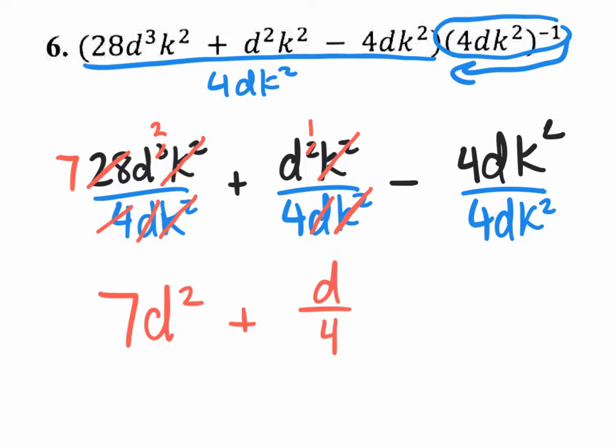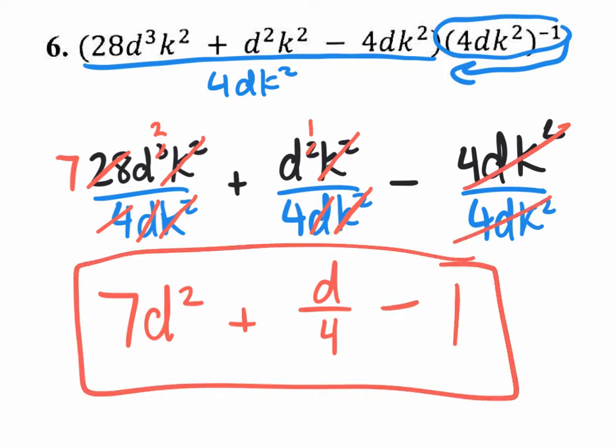And the last one is ridiculously easy, because if you think about it, you have a 4dk squared up on top and a 4dk squared on the bottom. It's the whole exact thing on top and bottom. So that's just going to be a 1. This whole thing cancels with that whole thing, minus 1 at the very end. Ladies and gentlemen, that's your answer.